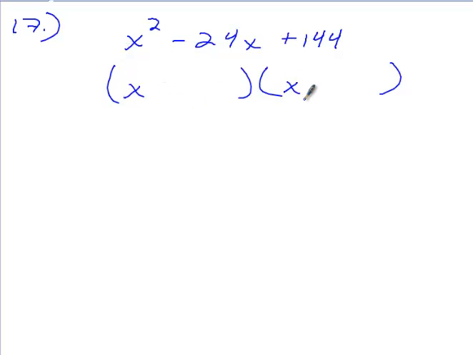Nice and easy. Okay, now I need two numbers that multiply to get what? Where do I look next? B or C? C. Okay, so I need two numbers that multiply together to get 144, but they get added to get 24, right? So remember, the sign on C determines whether we're adding the factors or subtracting the factors. So two numbers that multiply together to get 144, but when you add them to get 24 is 12 and 12, right? Now, what's the sign on C, positive or negative?